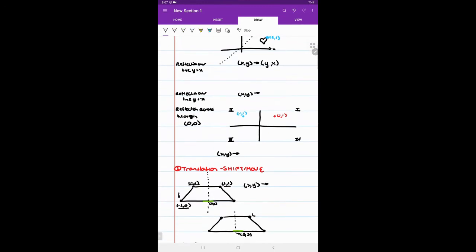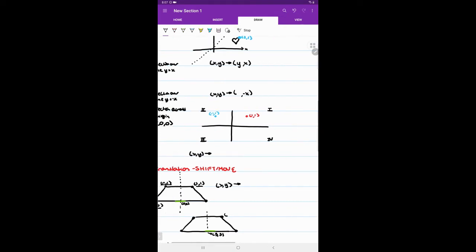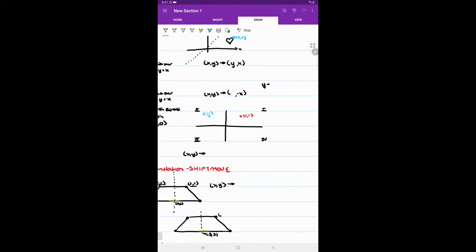Now, if I want to reflect, I'm using flip and reflect interchangeably. Now, if I want to reflect over the line y equals negative x, again, I'm telling you y equals negative x. Now, what about x? Well, y equals negative x, so negative y equals x. So x equals negative y. So that's reflecting over the line y equals negative x.